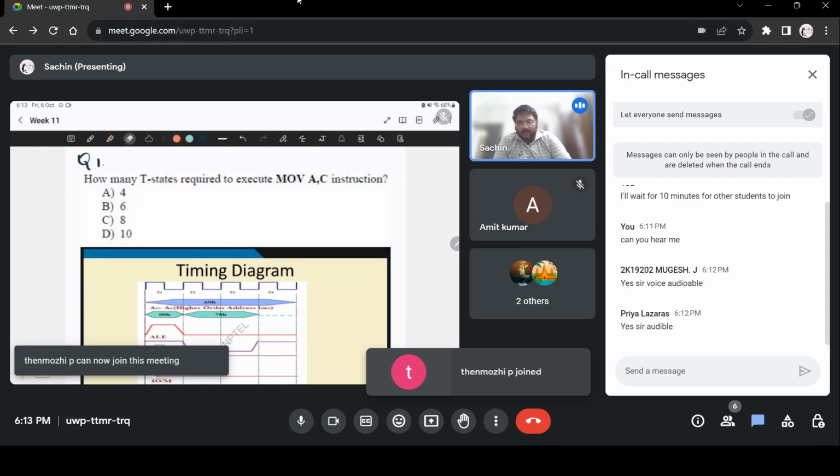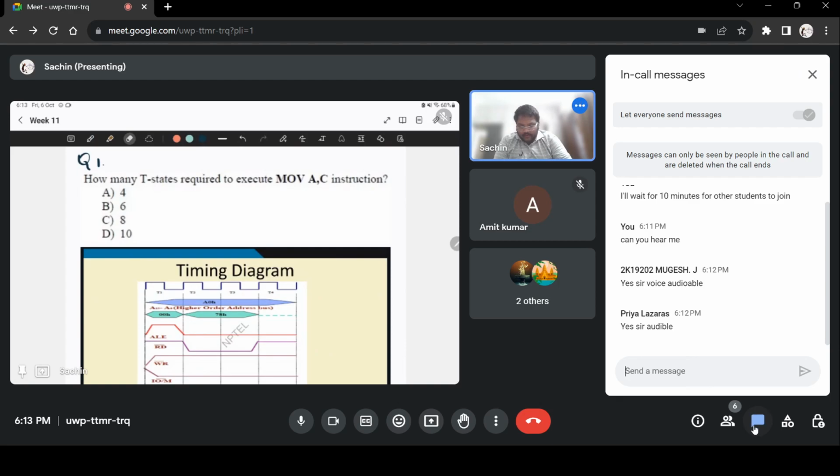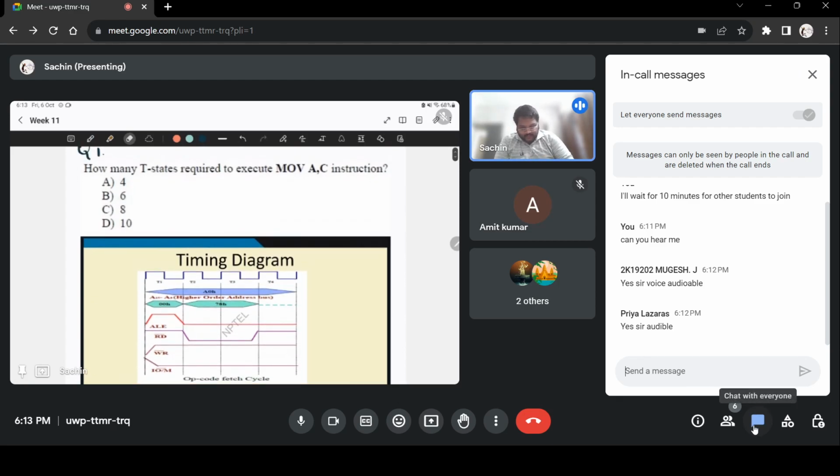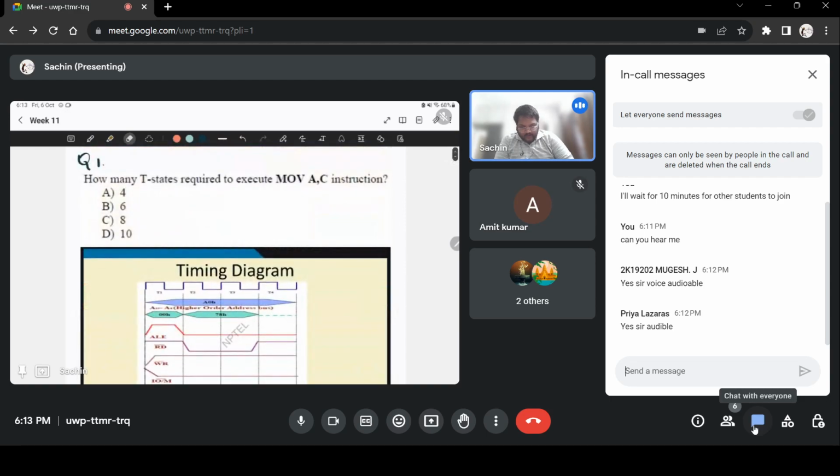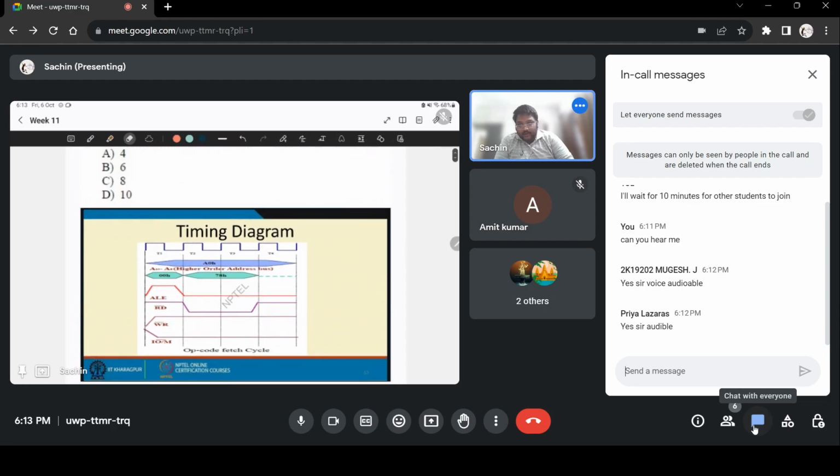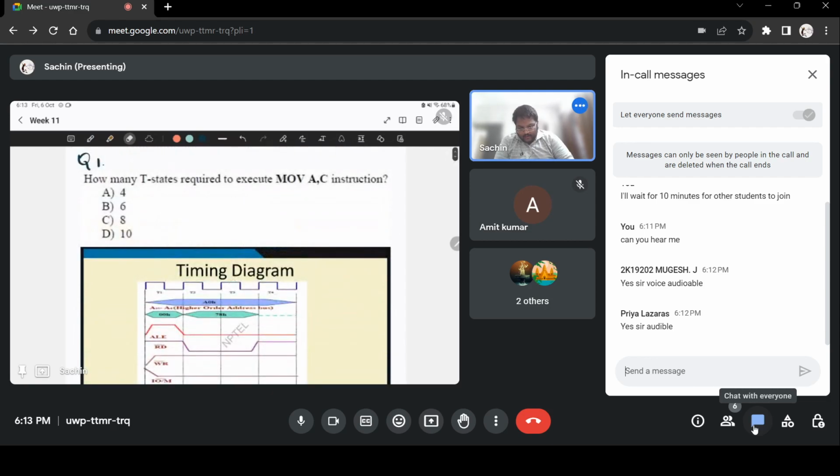If you are unable to ask your doubts through your speaker, then you can type them in the chat. And don't wait till the session ends to ask your questions. You can interrupt me whenever you like and ask in between. Alright, we'll get into it.